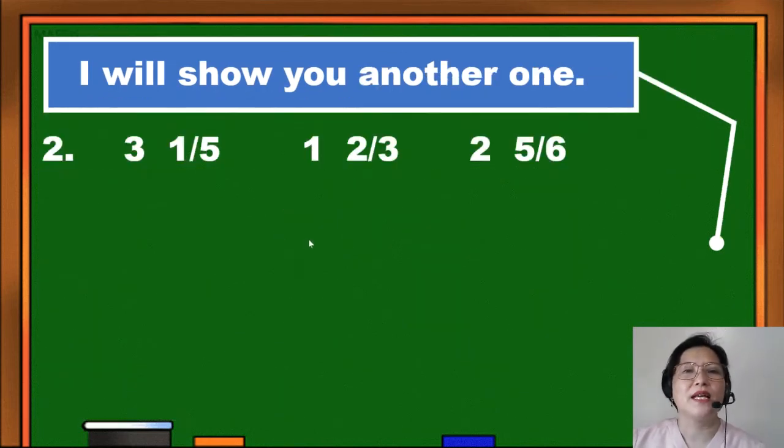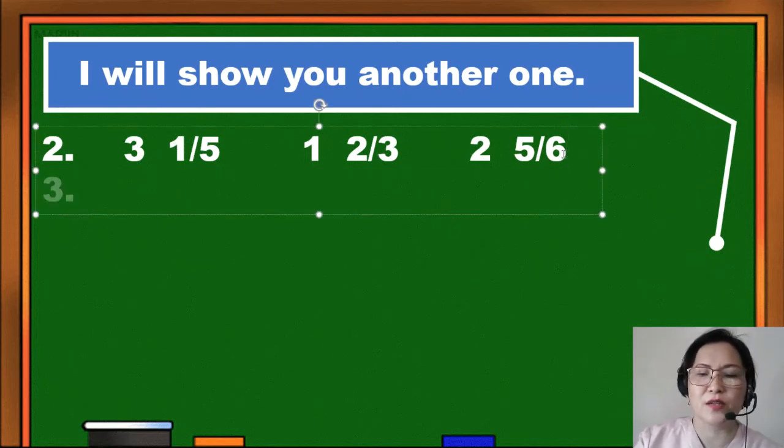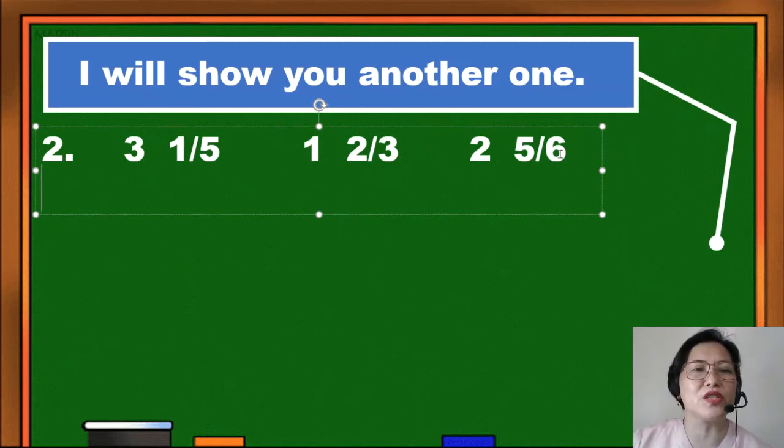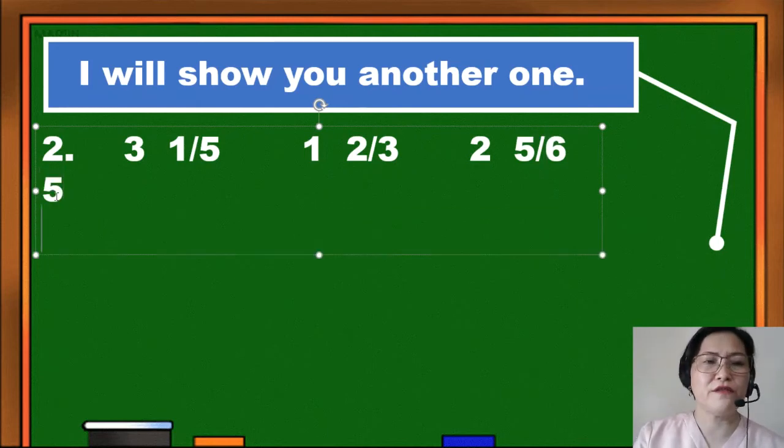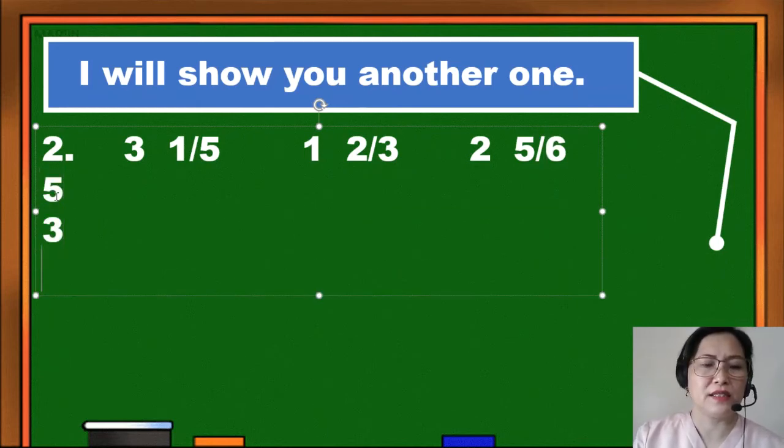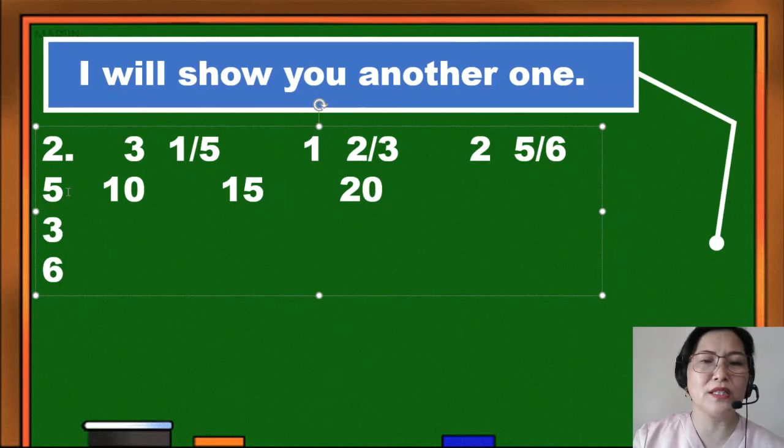Now, let's have this one. Let's have 3 and 1/5, 1 and 2/3, and 2 and 5/6. Just like what we did in number 1, we will just give the multiples of the denominators, which are 5, 3, and 6. So I will write here 5, then 3, then 6. Let's give the multiples of 5. 5 plus 5 is 10. 10 plus 5 is 15. 15 plus 5 is 20. And 20 plus 5 is 25.